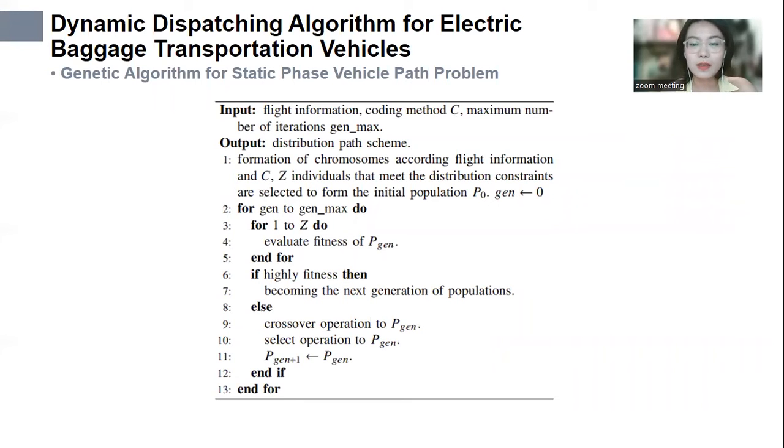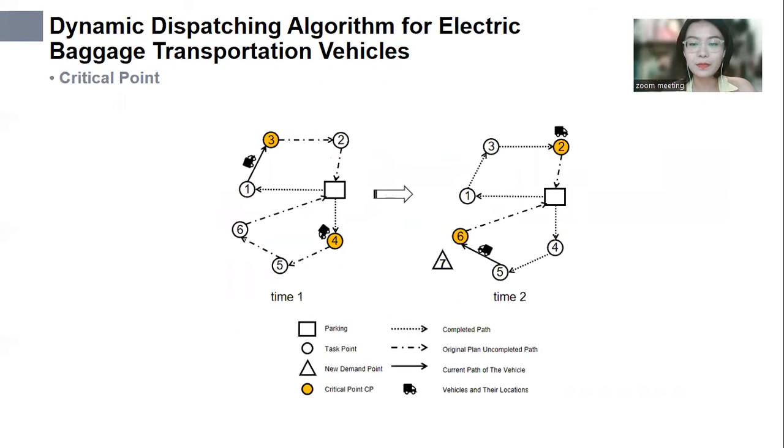To solve the static phase vehicle path problem, we propose a genetic algorithm as shown here. And to achieve real-time update of task nodes and the dynamic service response of vehicles, the concepts of timeline and critical point are introduced in this work.